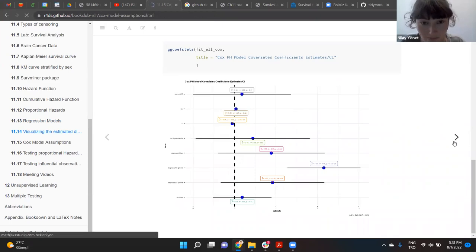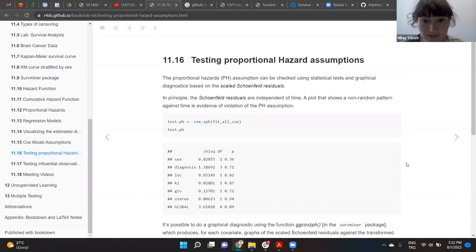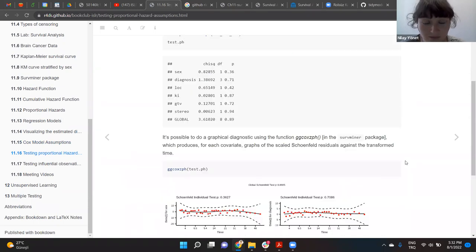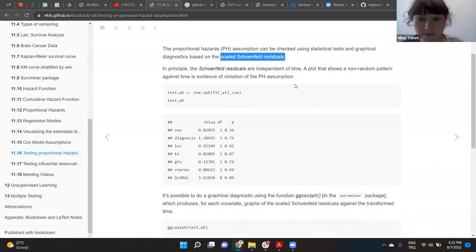so we were here. And there are Cox model assumptions. So there are three different types of diagnostics. We can test proportional hazards assumption, and we can look for the outliers, and we can check the non-linearity in the relationship between log hazards and the covariates. And for testing proportional hazard assumptions, they use scaled Schoenfeld residuals. So again, they are independent of time.